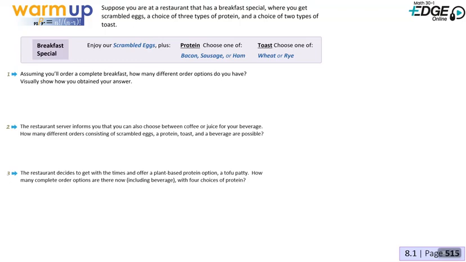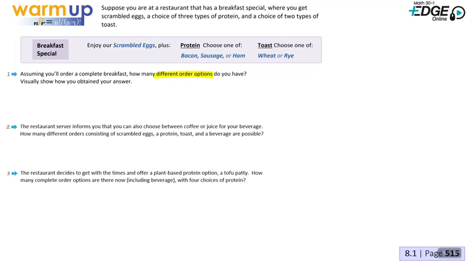Let's warm up with an example showing a situation in which we might make use of the fundamental counting principle. So suppose we're at a restaurant and there's a breakfast special. We get scrambled eggs, a choice of one of three types of protein, and then a choice of two types of toast. So what we want to know is how many different order options will we have? And this is really what these questions are about. How many different outcomes are there?